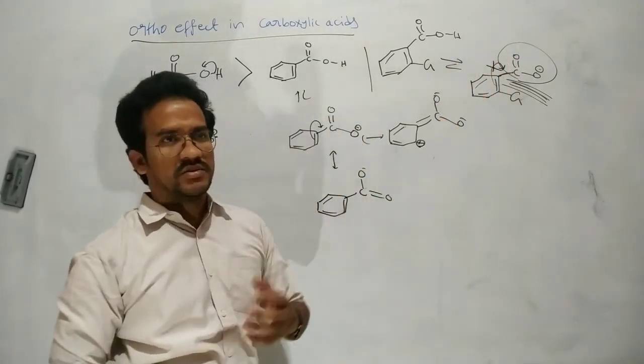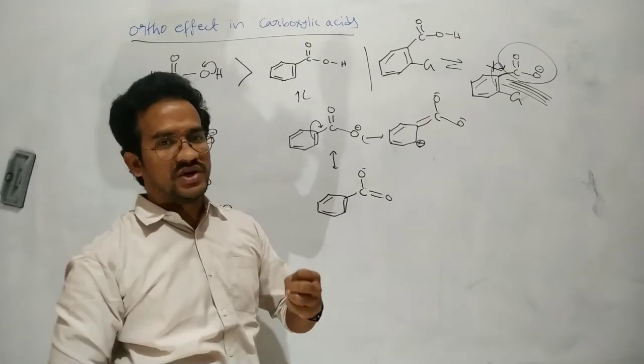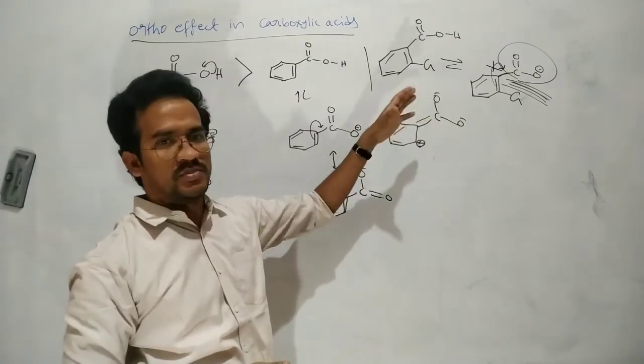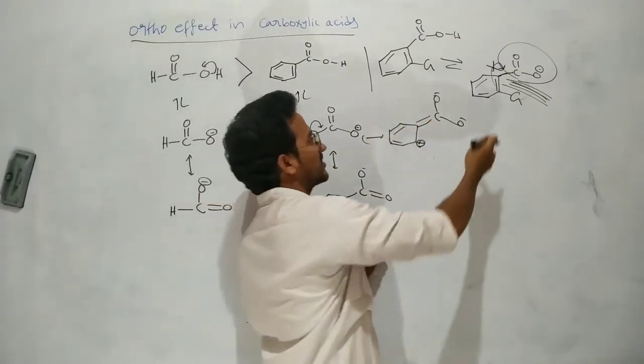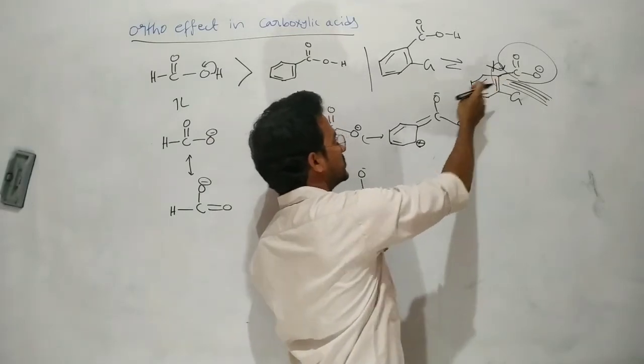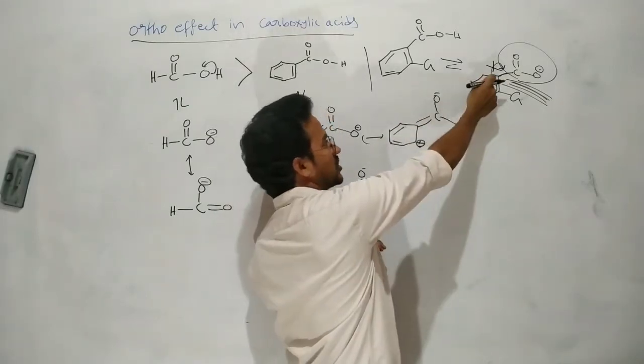That means by introducing one substituent at the ortho position of benzoic acid, the plus M effect of the phenyl ring, which was working in this case, is stopped.